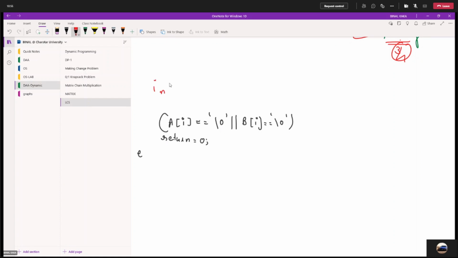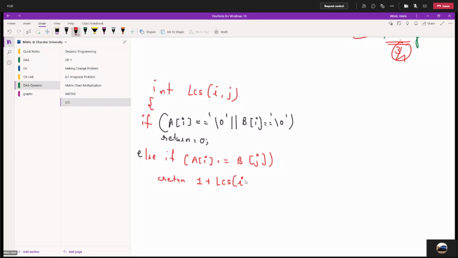Let's take integer LCS(i, j), right? Then after the if condition, else if a of I is equal to b of j, दोनों matching, अगर दोनों की वैल्यू सेम है, then you have to return 1 plus LCS(I plus 1, j plus 1). अगर ये भी नहीं है, तो अगर ये भी सेटिस्फाई नहीं है तो यू हैव टू रिटर्न maximum of LCS(I plus 1, j), LCS(I, j plus 1).